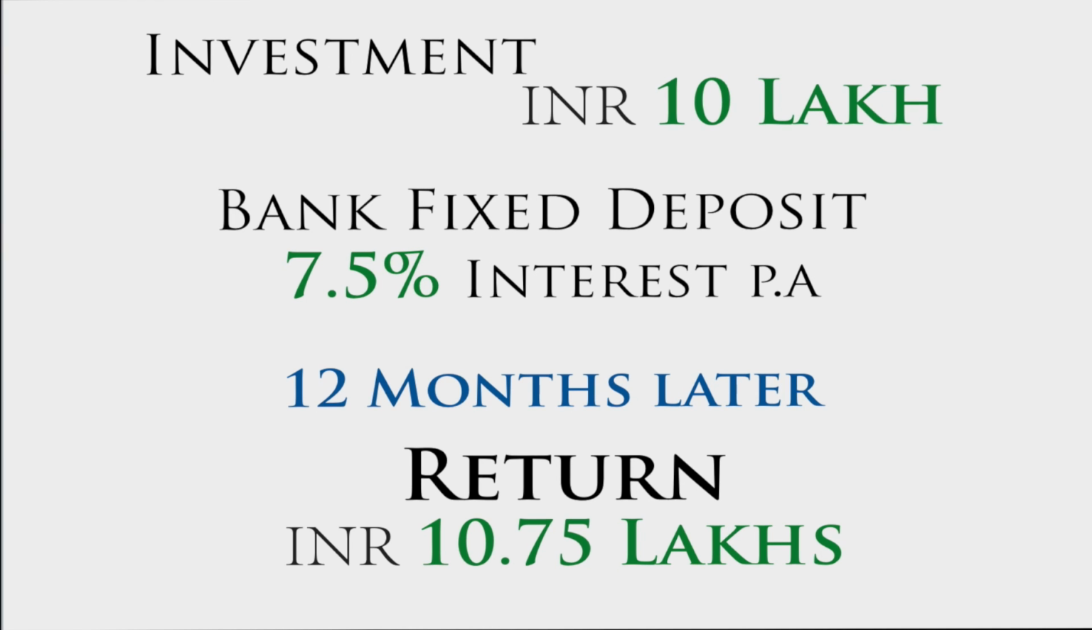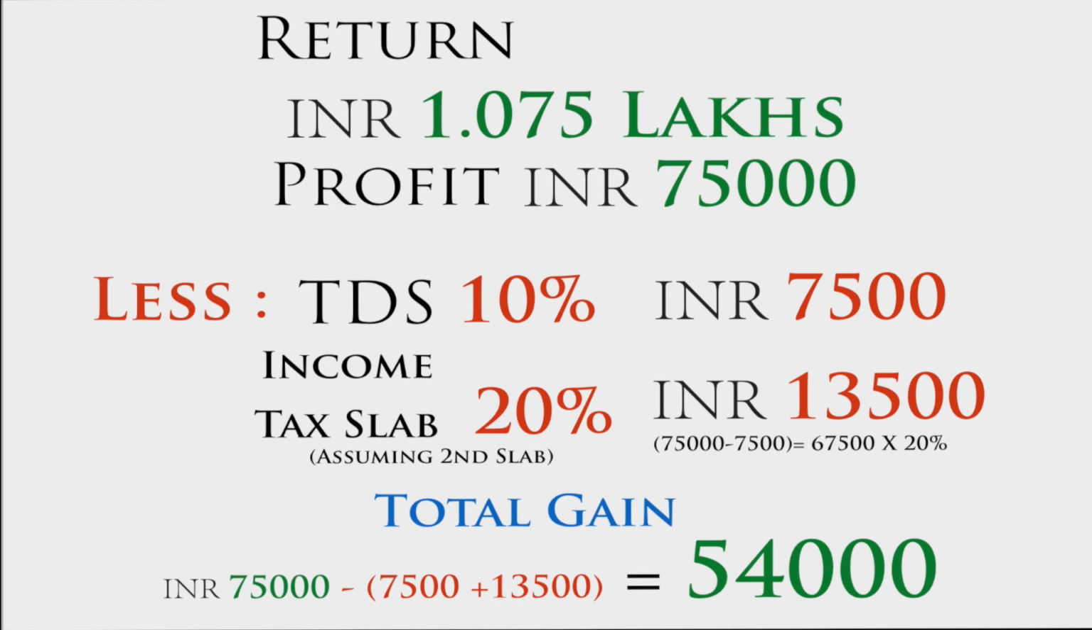See, what you don't know is that your profit is not exactly 75,000. There are certain taxes which are applicable on the profit. The first one is TDS of 10%, which comes out to be 7,500. The second one would be the income tax slab. Let's assume you fall in the second income tax slab, which is of 20%. So a deduction of 13,500 again. So overall, if you see, your total gain is only 54,000 on an investment of 10 lakh for 12 months.